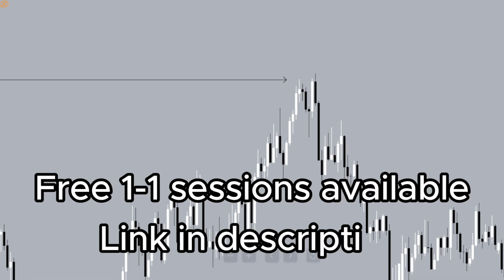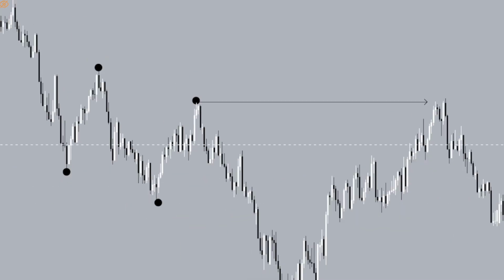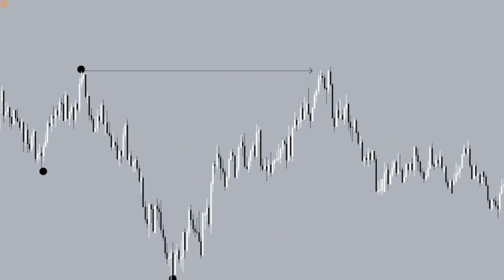So with that being said, we have a dealing range to work with. Now that we've been through our structure, if we quickly get out the four pillars again, we've identified our market structure.